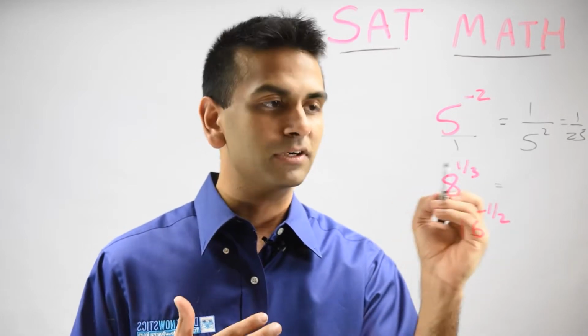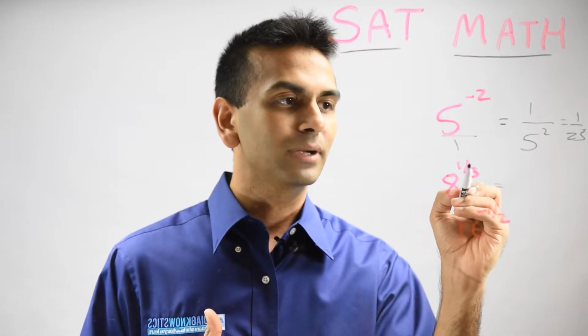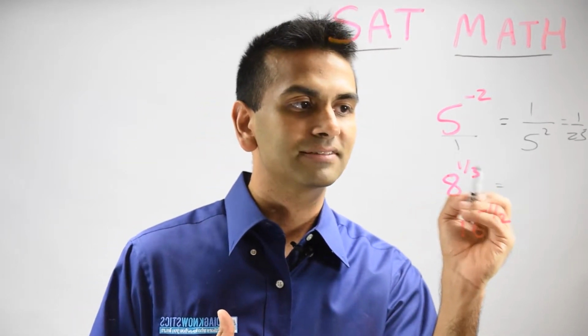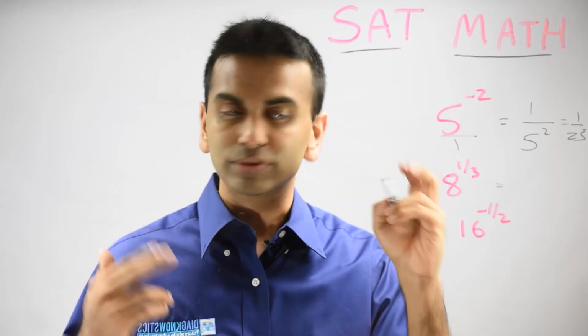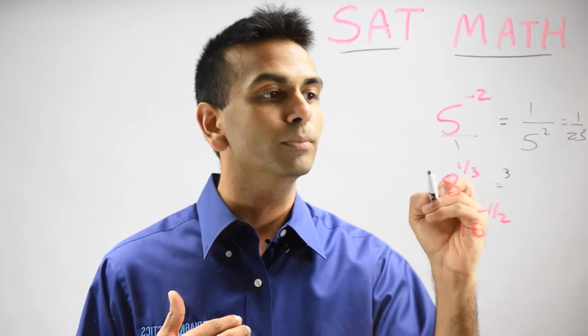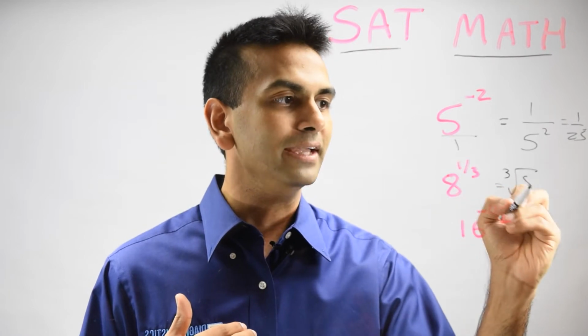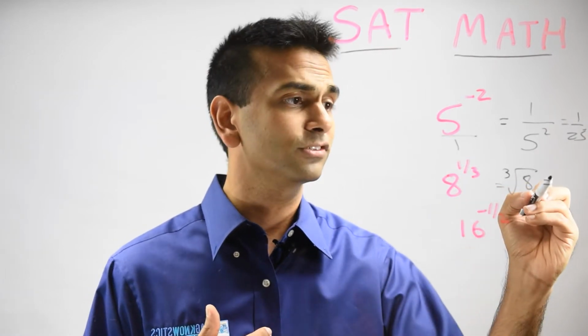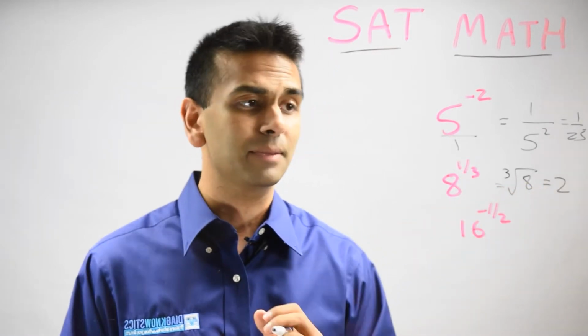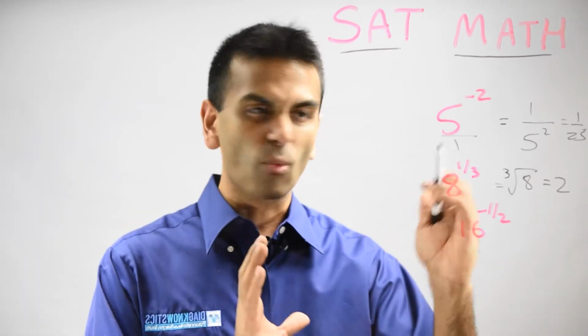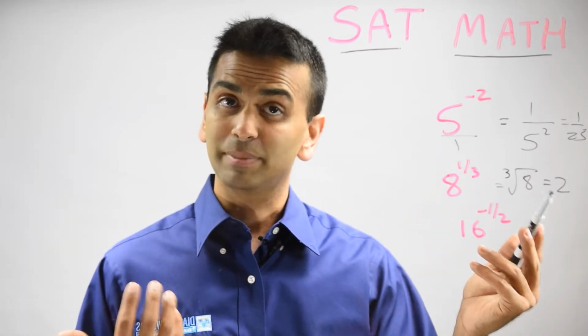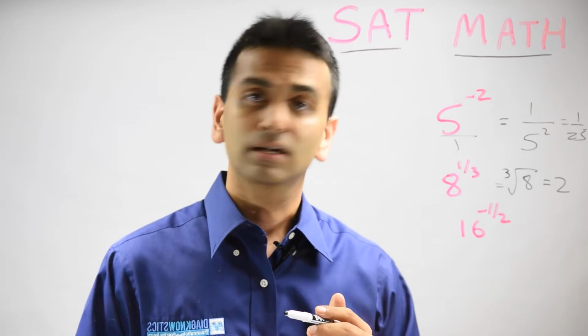Fractional exponents: anytime your exponent has a fraction, whatever that denominator is, that really means that's the root. So this is really like the cube root of 8. And the cube root of 8 is 2. So that's right. On your calculator, if you were to type in 8 to the parentheses 1/3 power, it's going to be 2 because it means cube root of 8.